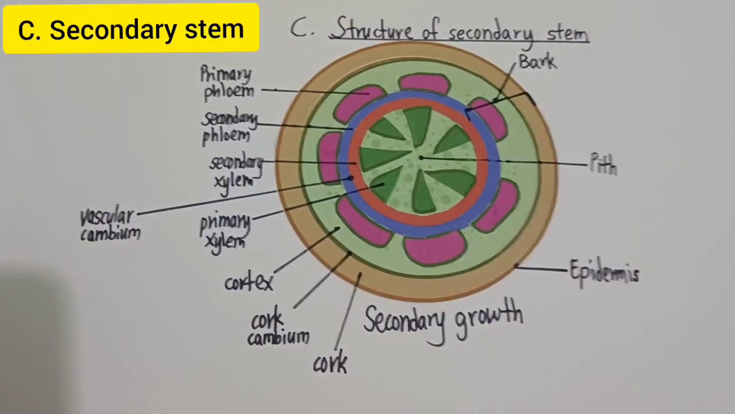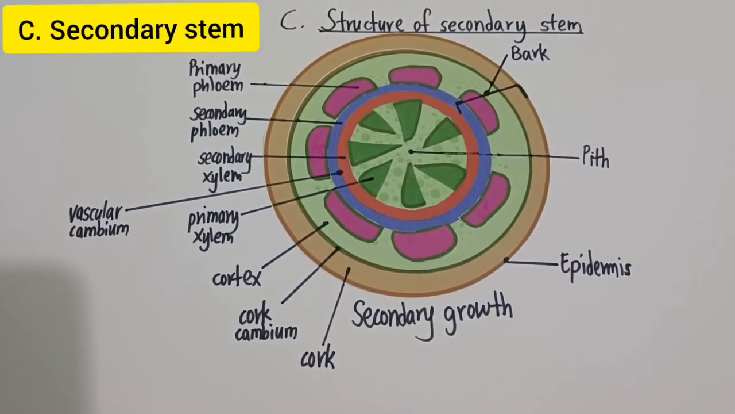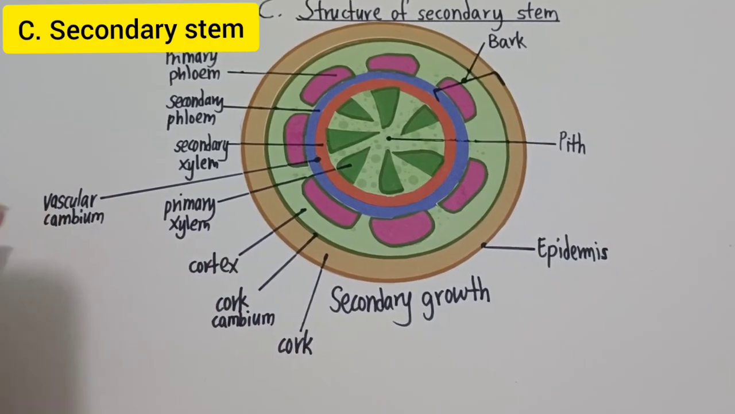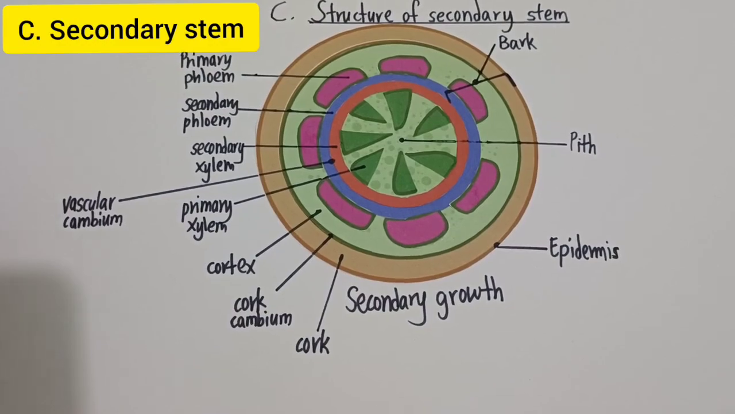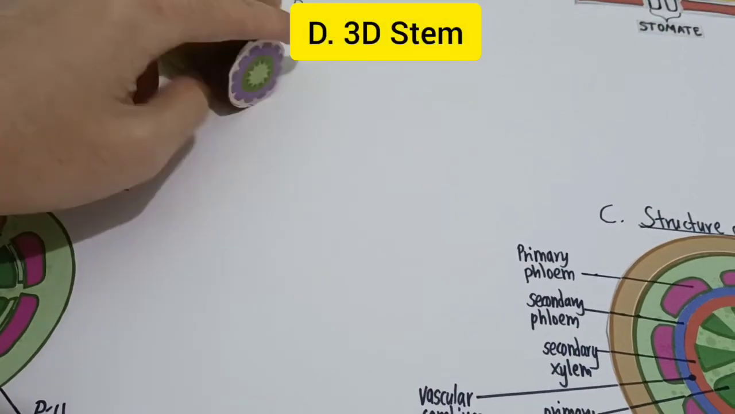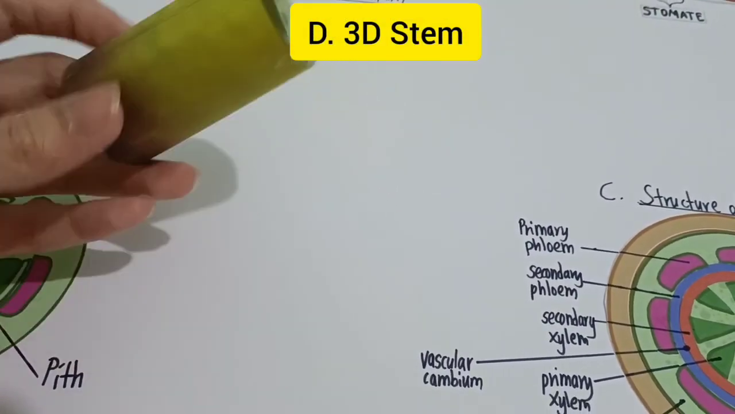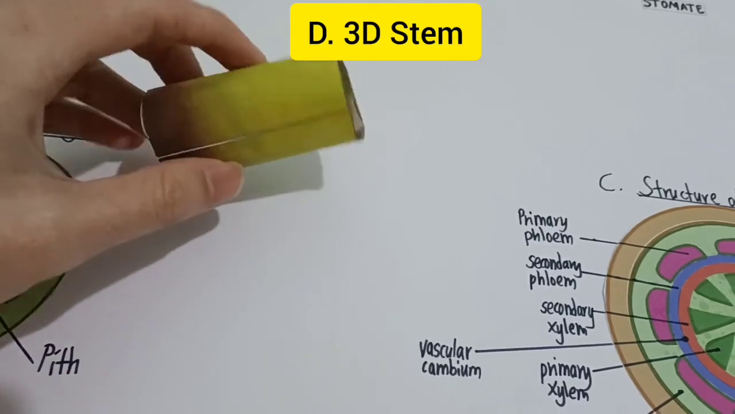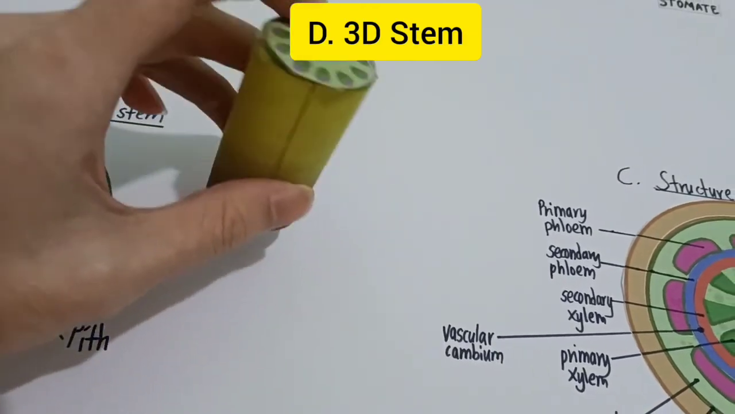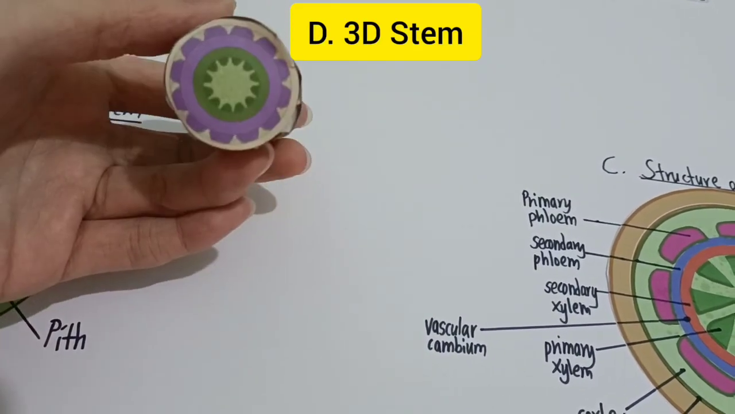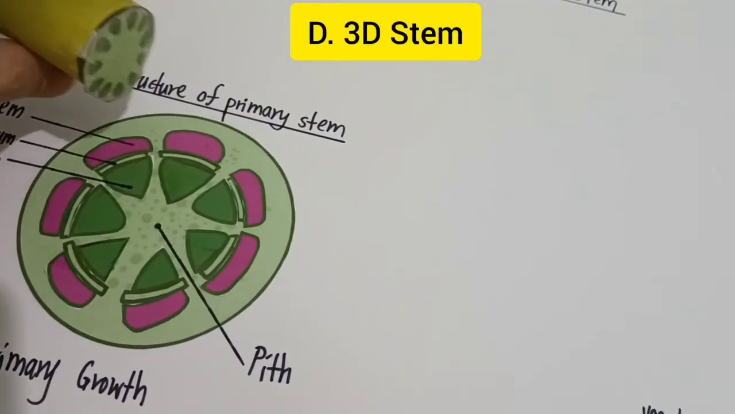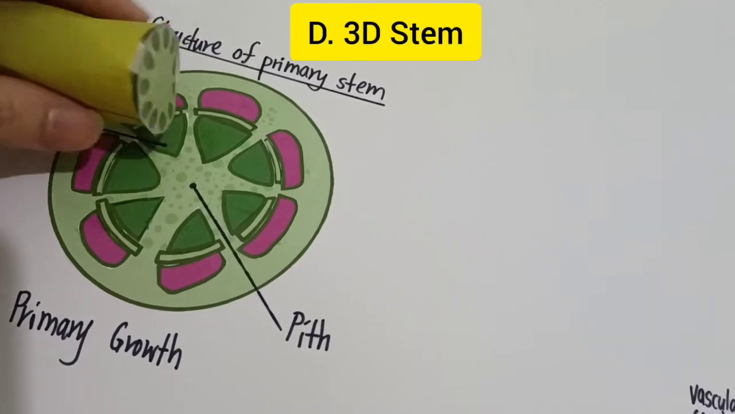There is still another type of lateral meristematic tissue known as cork cambium. This cork cambium will mature into cork during its maturation process. So this is basically the structure of secondary stem. This is the 3D shape of the stem. There are two faces of this cylindrical stem, which can be observed on the upper surface here and the lower surface here. The upper surface represents the structure of the primary stem.